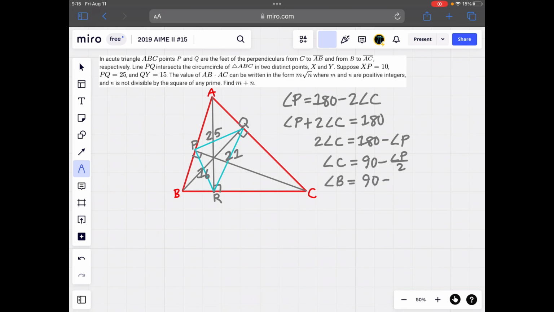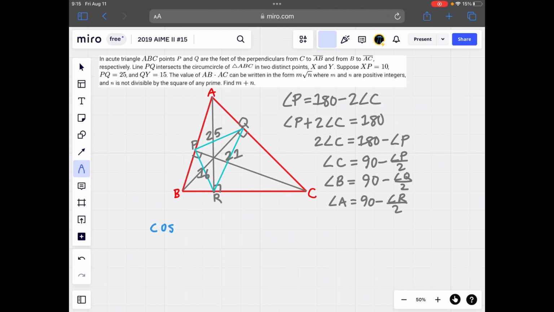Angle B is equal to 90 minus angle Q over 2, and angle A equals 90 minus angle R over 2. So those are angles A, B, and C in terms of P, Q, and R. Now, let's find the angles of triangle PQR using the law of cosines. So first, we have angle P.